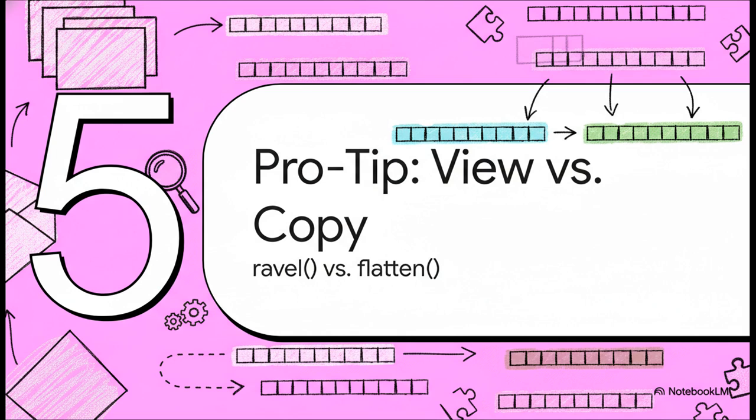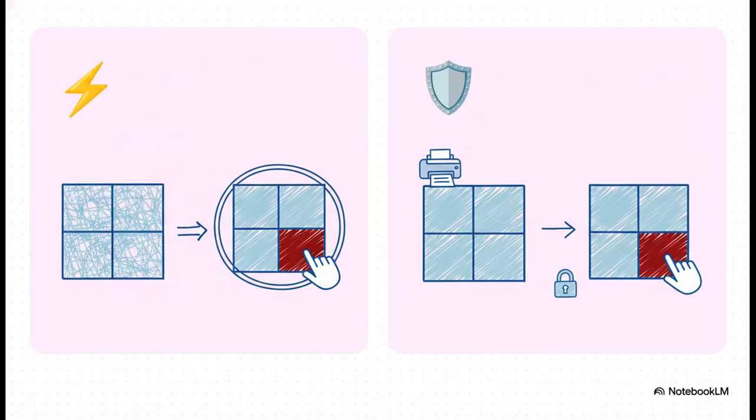Now, to do this, NumPy gives you two options that look almost identical: ravel and flatten. And this is a really important pro tip because there's a subtle but critical difference between them. It all comes down to something called a view versus a copy. So here's the deal. Ravel is generally faster and more memory efficient because it gives you a view. Think of it as just another window into your original data.